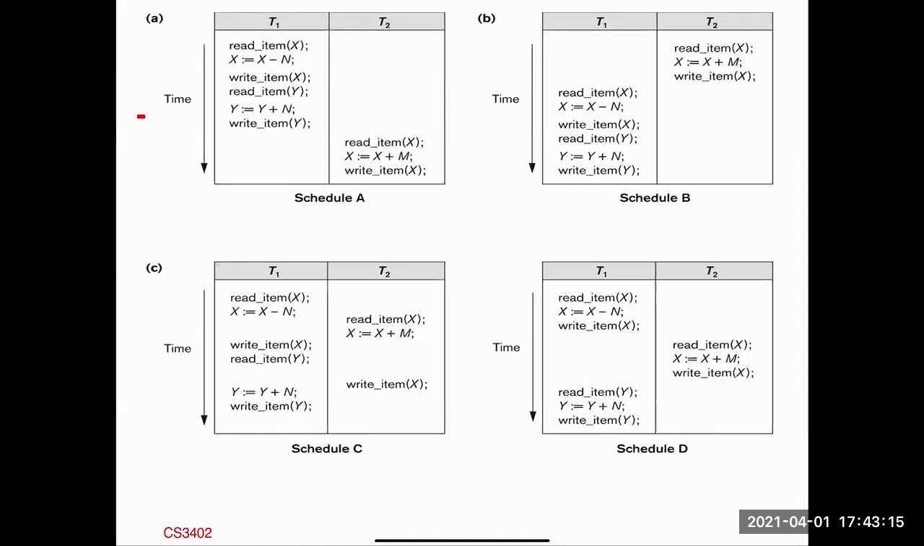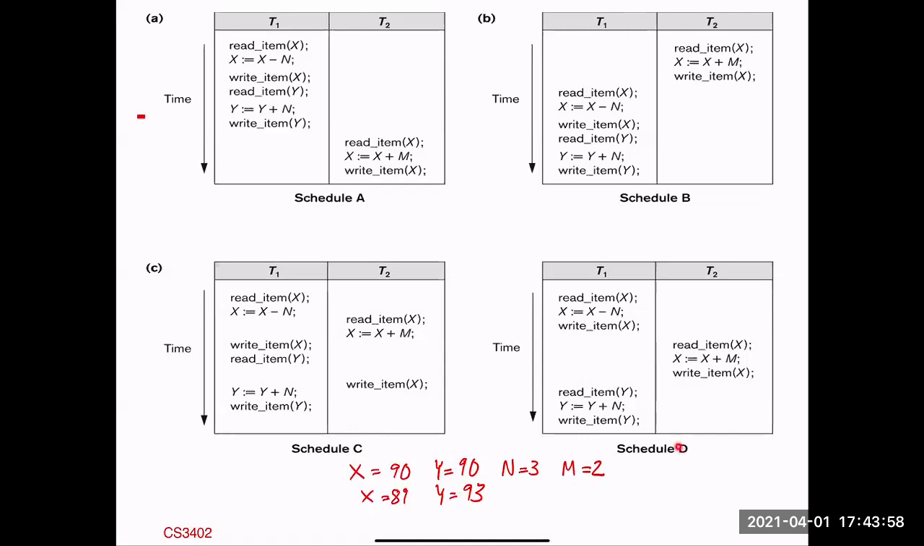So if, let's say, the initial state was X is 90 and Y is 90 and N is 3 and M equals 2, then if we execute T1 and T2, we would expect that X should be 89 and Y should be 93. Okay, because that's the meaning of these transactions when they're executed serially, right? Okay, and that's also what we get if we execute schedule C.